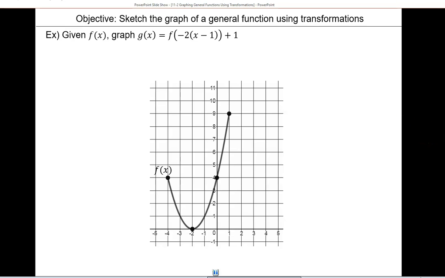All right, so let's look at this second example. So the key points that we would transform here in this problem would again be our endpoints. This minimum point, which is at the bottom, if you remember from your parabolas, like the point at the bottom of a parabola, and then our y-intercept.